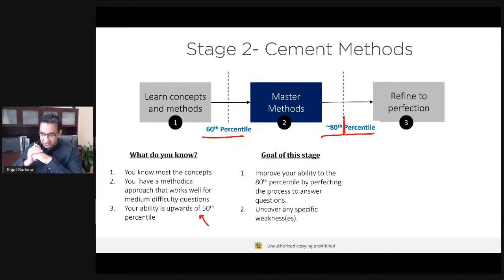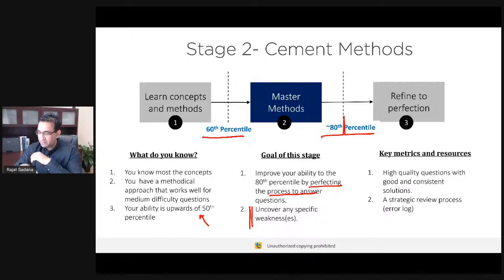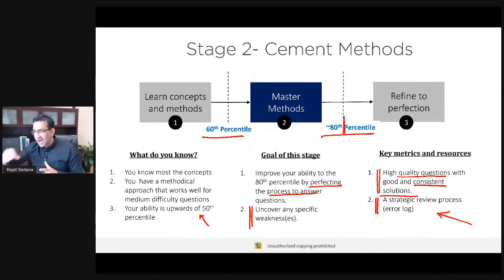Now, what's the goal of this stage? The goal is to improve to that 80th percentile, and you do that by perfecting the process to answer questions and by uncovering any specific weakness. All right. What do you need for this? For this stage, you need 2 things. One is high quality questions that are categorized by difficulty, and they should be coupled with consistent solutions. That's an input. And then as a process piece, what you need is a strategic review process where, when you make a mistake or even when you solve a question correctly, you revise the solution to benefit from the same.